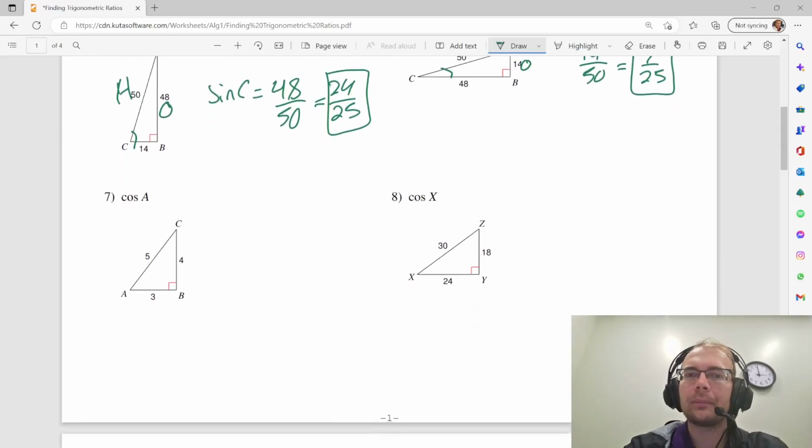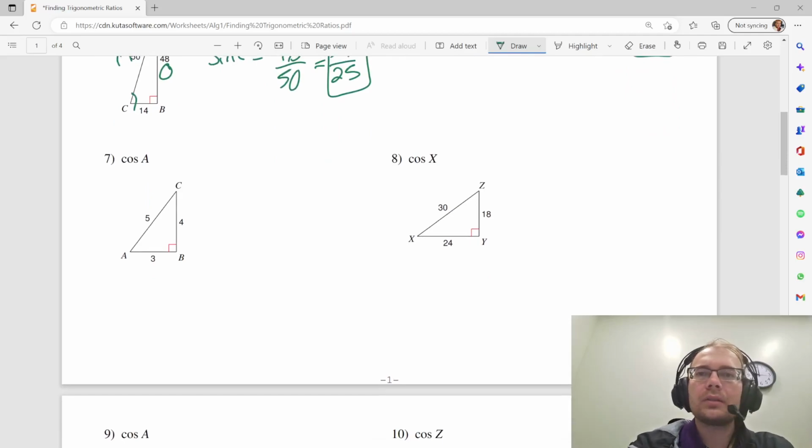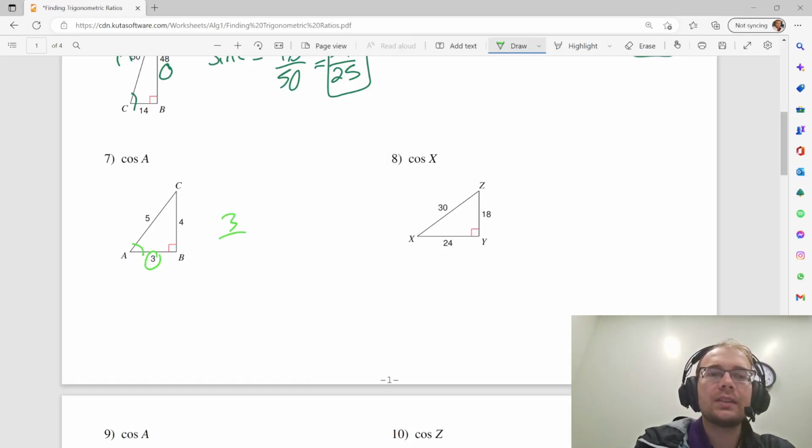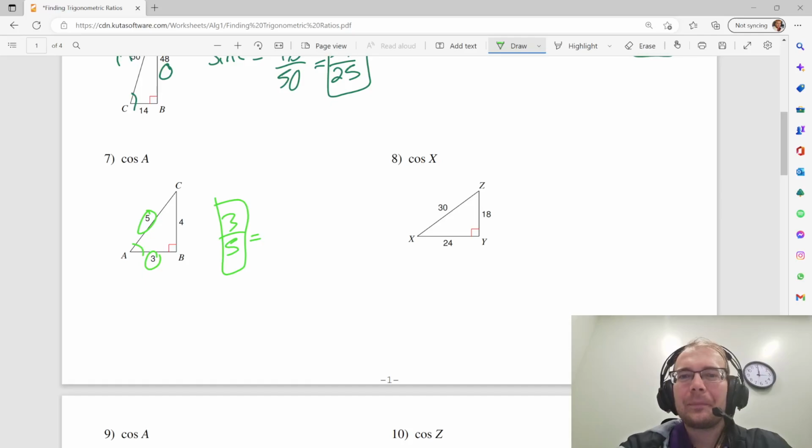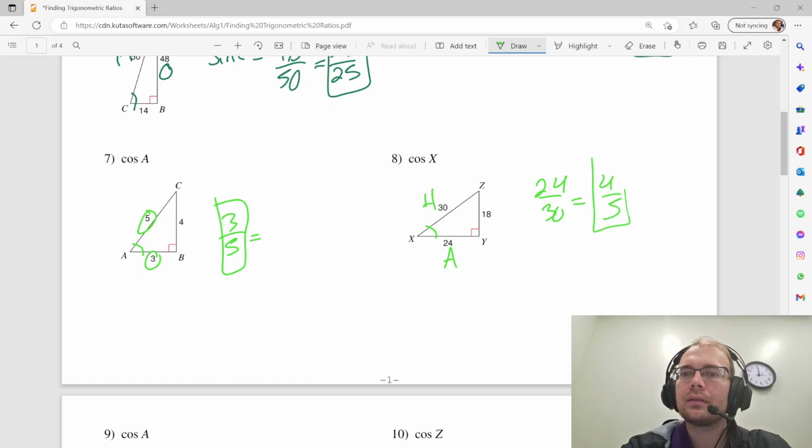7's a prime number. Okay, cosine of A, and let's go ahead and change colors too. Why not? Cosine A. Here's A. So the adjacent side is 3. The hypotenuse side is 5. And that actually doesn't simplify. So we're done. Cosine X. Adjacent over hypotenuse. So it's 24 over 30. Both of those divide by 6. And there we go.